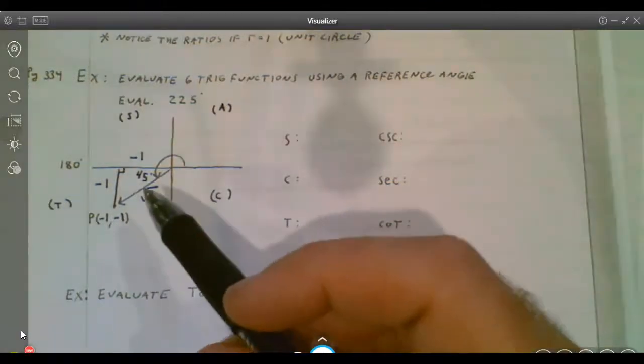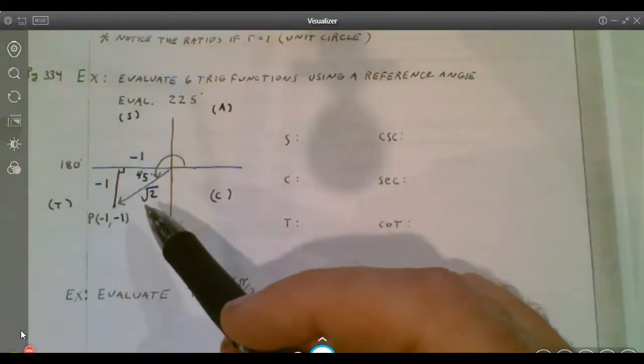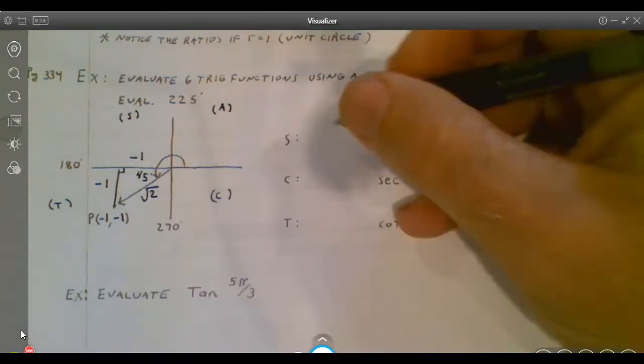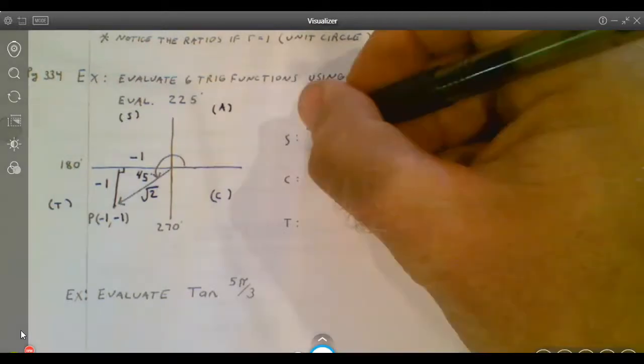So the sine of our reference angle, we would do opposite over hypotenuse, negative 1 over rad 2. Of course, we don't leave it like that. We're going to rationalize that denominator to get negative rad 2 over 2. It does help for cosecant though, right? If we said negative 1 over rad 2, if you flip that, would just be negative rad 2.